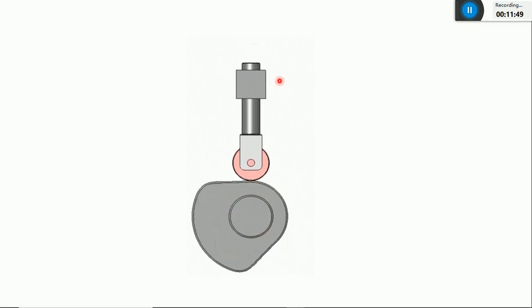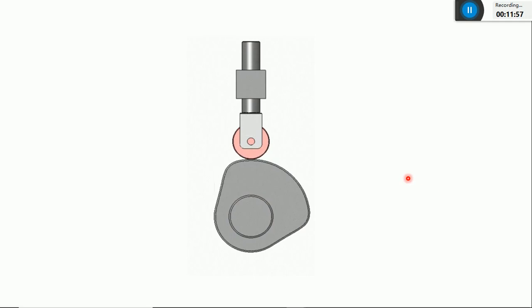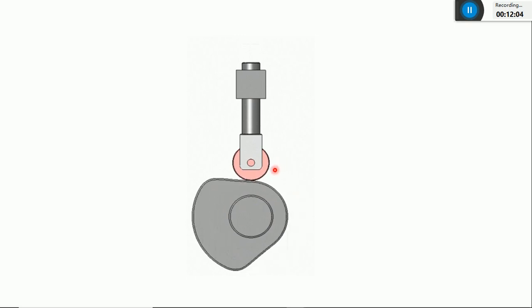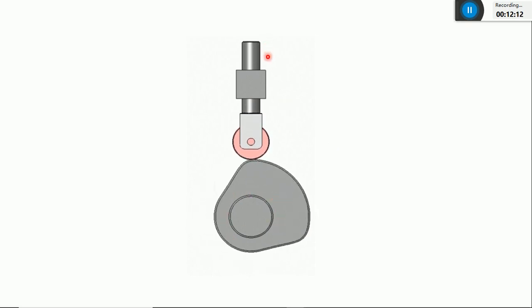Whenever the follower is coming down, what is the angle that is covered by the cam? That is nothing but theta R, the return stroke angle. So outstroke angle is nothing but the angle that is covered by the cam when the follower is moving in upward direction, and theta R, the return stroke angle, is nothing but the angle that is covered by the cam when the follower is moving in a downward direction.